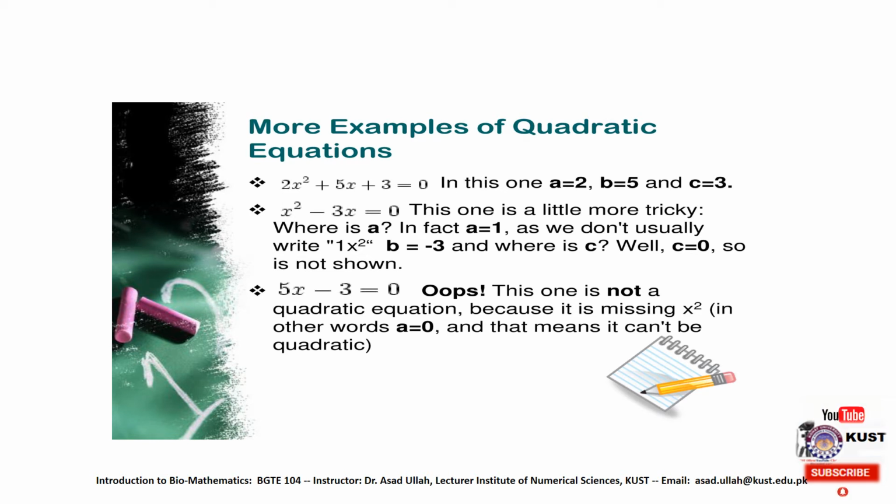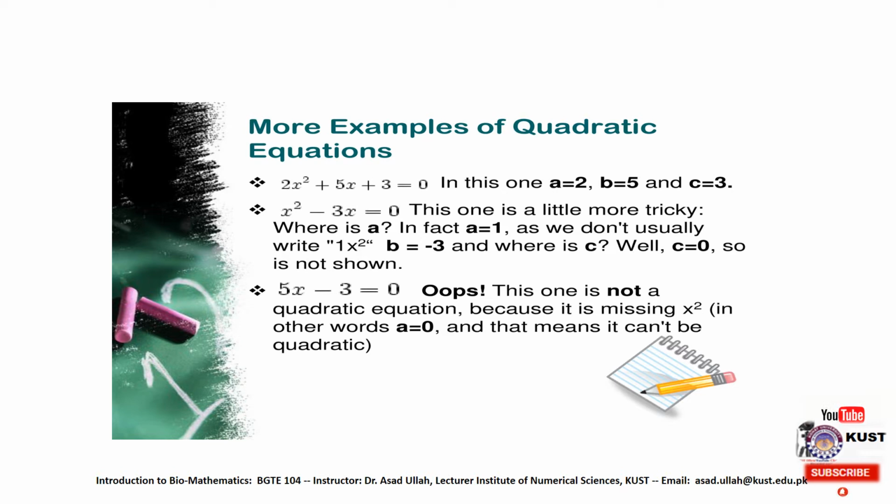In example number 2, x square minus 3x is equal to 0. This is a more tricky example. Here, the coefficient of x square is 1, so we get a is equal to 1, and the coefficient of x is minus 3. So comparing with the general form of the quadratic equation, we get b is equal to minus 3. But here c is absent, so we can write just c is equal to 0.